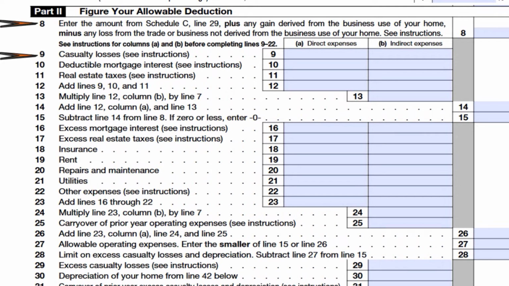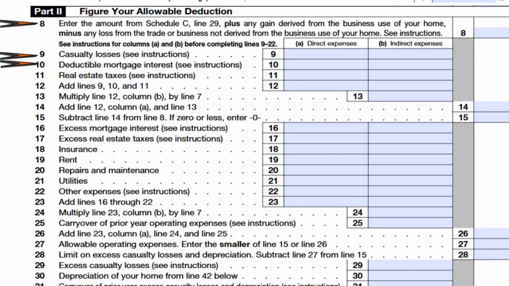Line 9, if you're filling out Form 4684 to claim losses from a casualty event, you want to fill out this line using the IRS instructions. If not, just skip it. Line 10, enter the interest paid on your mortgage. Now remember that your mortgage is considered an indirect expense unless you have a separate structure on your home property that you use to run your business. And note that you can also claim mortgage interest on your Schedule A.